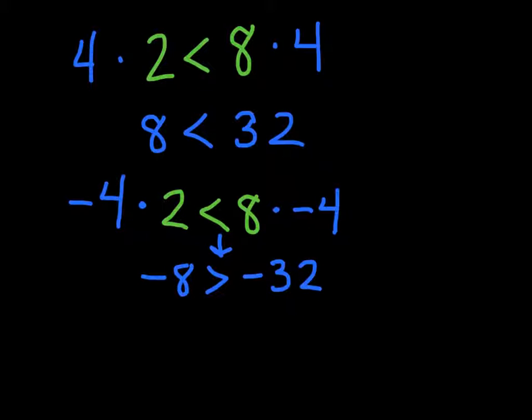So to restate the rules, if we multiply each side of an inequality by a positive number, it produces an equivalent inequality. However, if we multiply each side of an inequality by a negative number, we must also reverse the direction of the inequality symbol to produce an equivalent inequality.